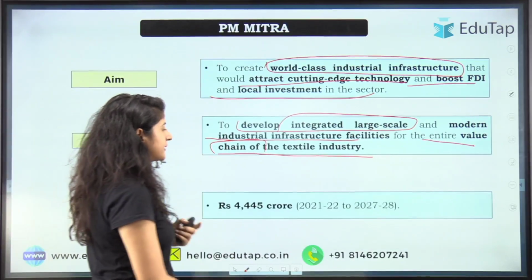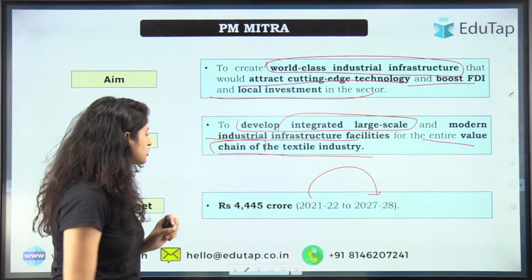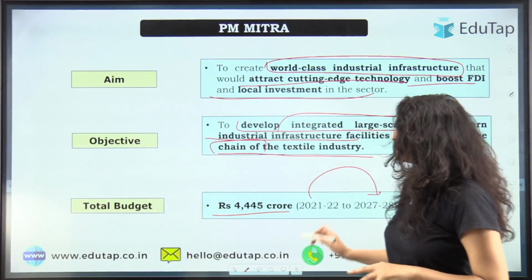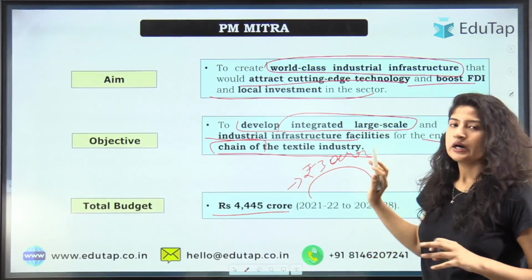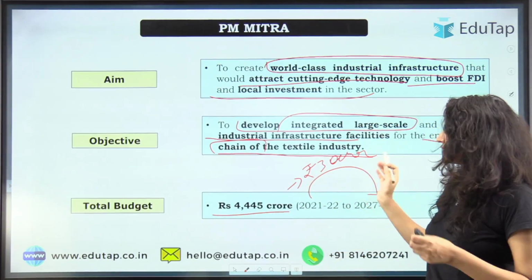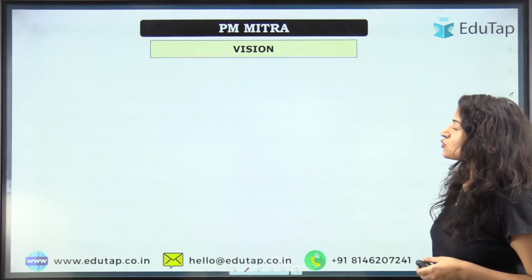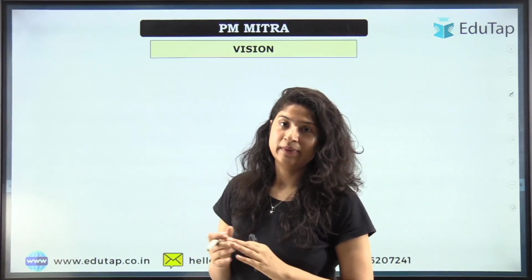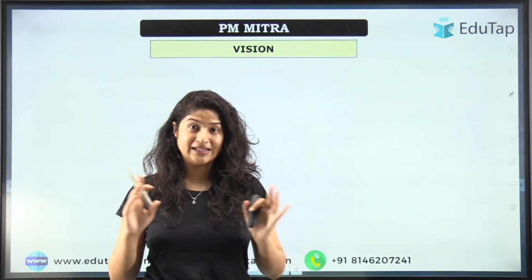So the budget that is being allocated, since it has been launched till 27-28, is rupees 4,445 crore, and this even includes rupees 30 crore that will be there for administration purposes. Okay, so it is included in this 4,445 crore only. Next, what is the vision? So there is a vision of our Prime Minister, because of which they thought of making these mega parks.